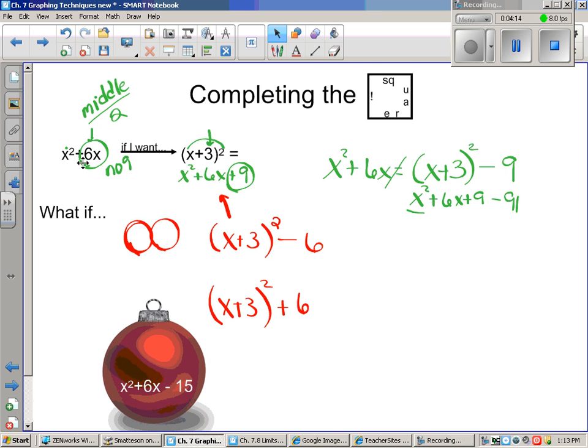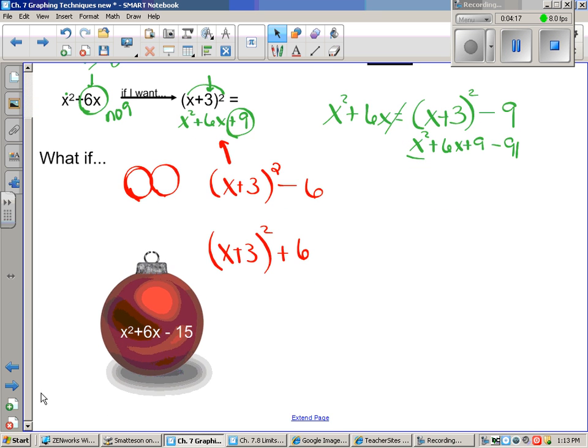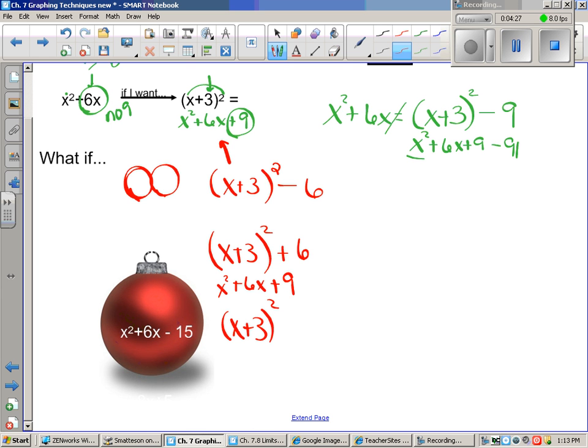Let's try another one. What if instead I had x squared plus 6x minus 15? The beginning of that, of course, stays the same. Again, x plus 3 squared would give plus 9, but I want it to equal negative 15. So I'd have to take away the 9 and take away 15 more in order to get that piece that I need here. That would mean I have negative 24.